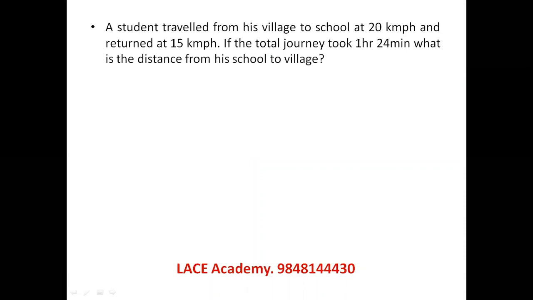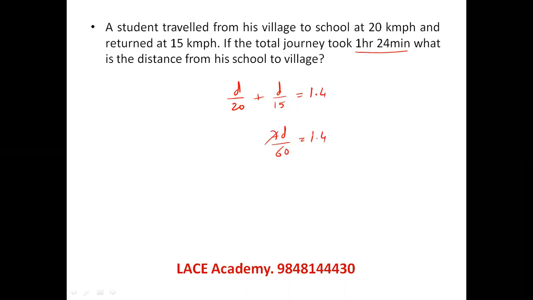A student traveled from his village to school at 20 km per hour and returned at 15 km per hour. If the total journey took 1 hour 24 minutes time, so the total time is given, what is the distance? So distance is D, let's say. This is the time taken at 20 and this is the time taken at 15. This is equal to 1 hour 24 minutes, which can be written as 1.4 hours. If I take 60 as LCM, 3D by 60 plus 4D by 60, 7D by 60 is equal to 1.4. So D equal to 12 kilometers. Straightforward question. Now let us see the next question.